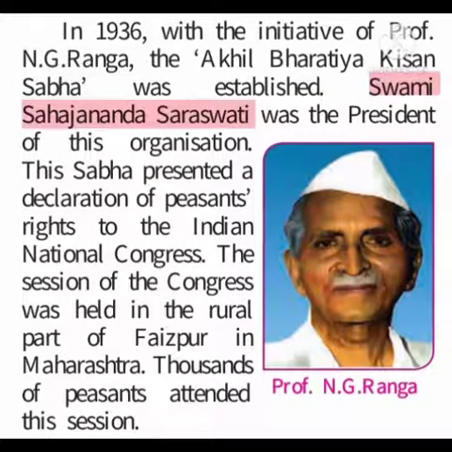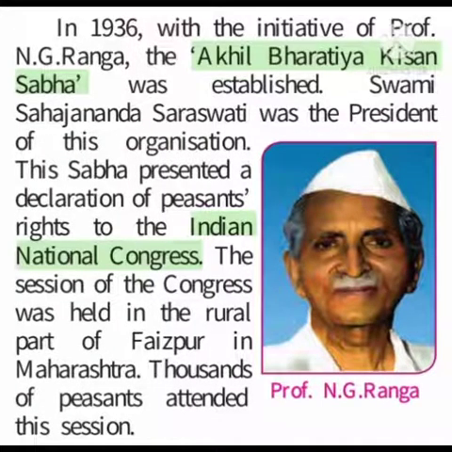In 1936, with the initiative of Professor N. J. Ranga, the Akhil Bharatiya Kisan Sabha was established. Swami Sahajananda Saraswati was the president of this organization. Students, this organization was built to fight for the rights of the peasants. And this Sabha, Akhil Bharatiya Kisan Sabha, presented a declaration of peasants' rights to the Indian National Congress.